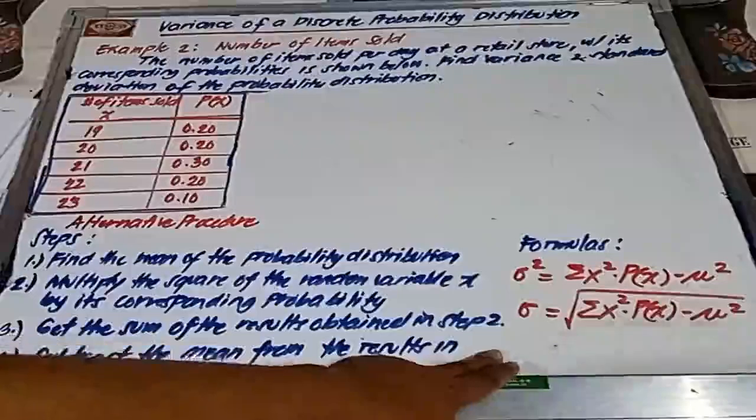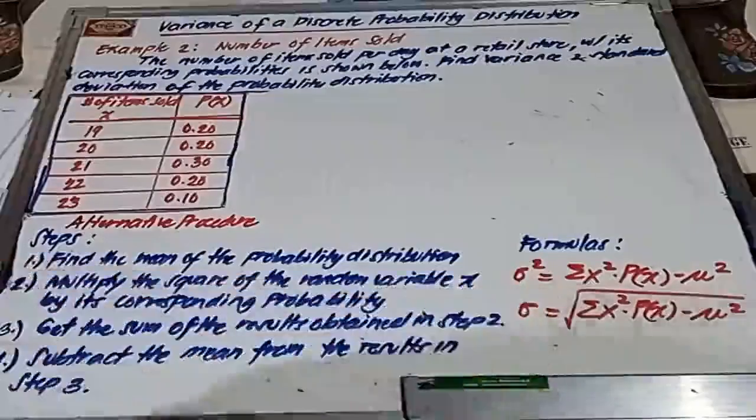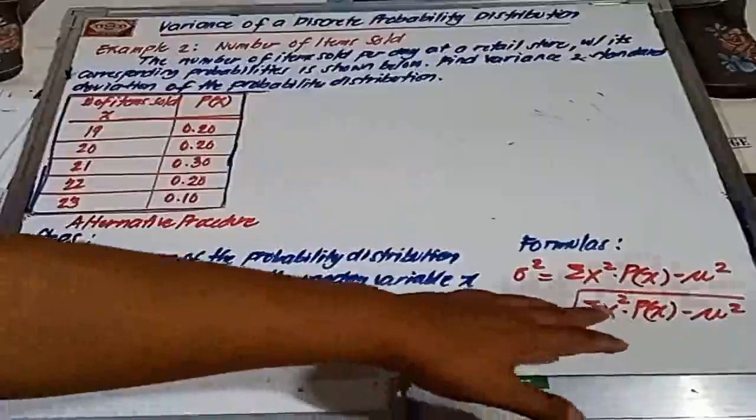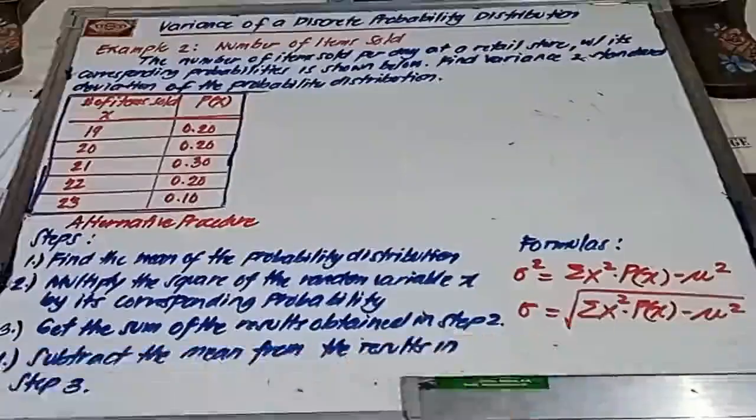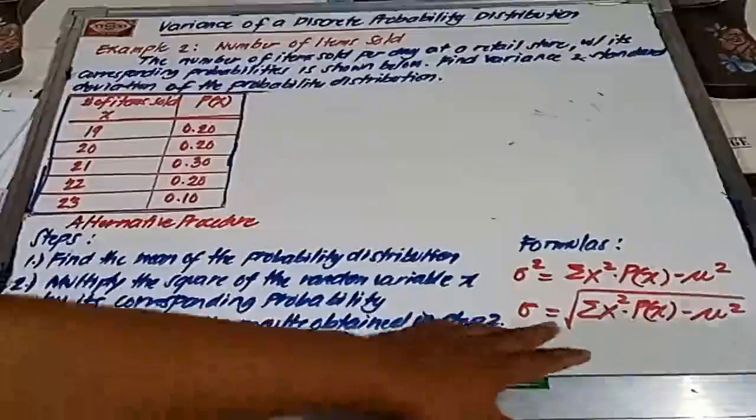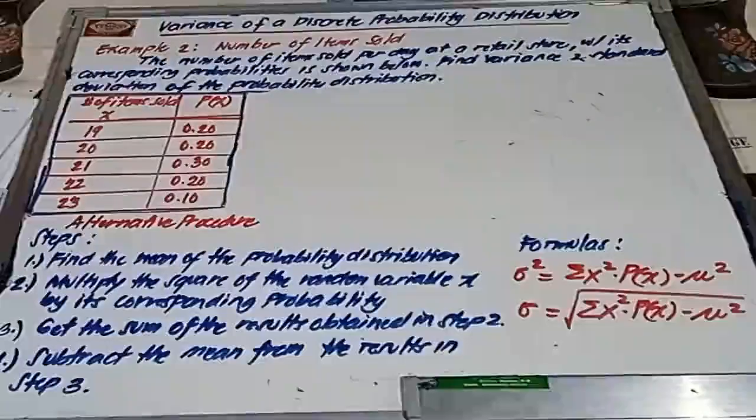And we have different formulas na. For the variance, we have summation of x squared times the probability of the random variable x minus the square of the mean. For the standard deviation, that is just the square root of the variance.